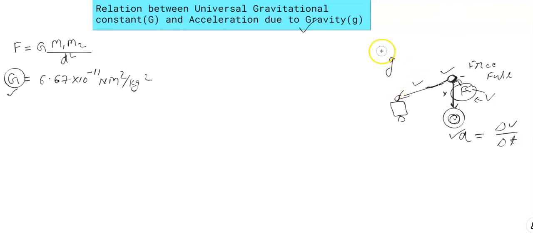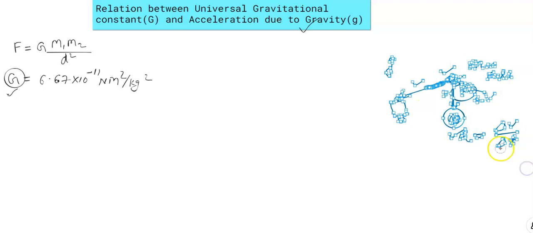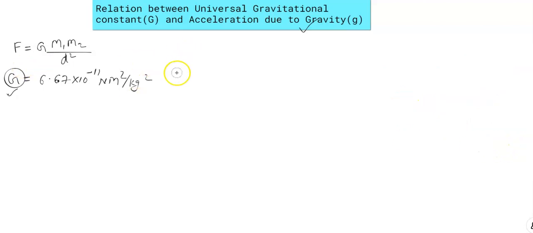Now we have to find the relation between capital G and small g. So now we will write down the formula of force of attraction between two objects. F is equal to G, and we take here capital M, the mass of the earth, and small m is the object's mass, and this is the distance between these. This is the object and this is the earth and the distance.